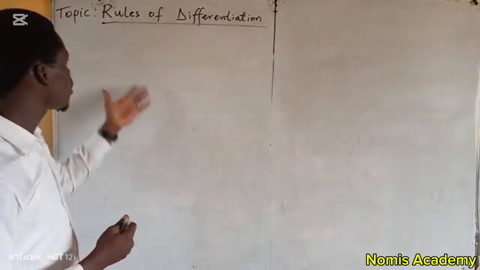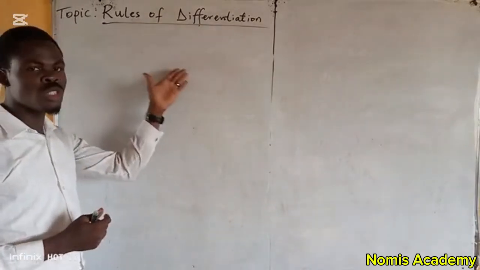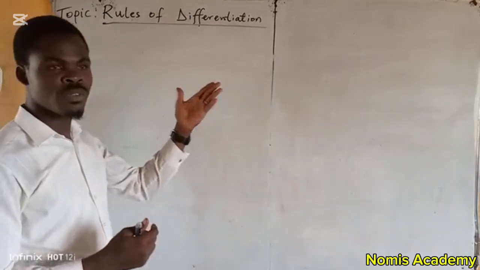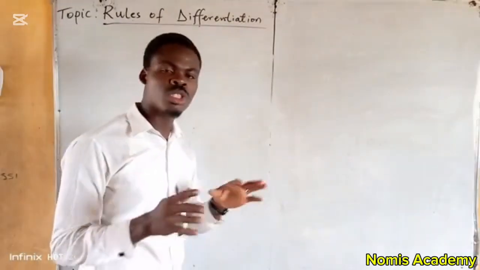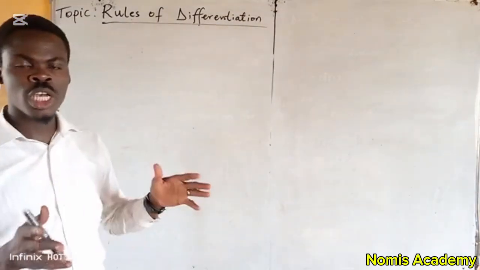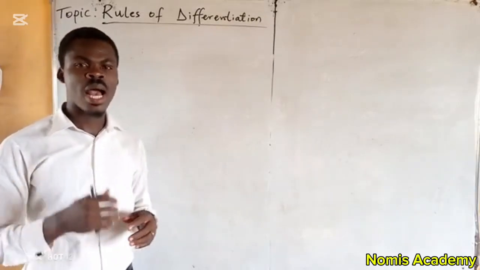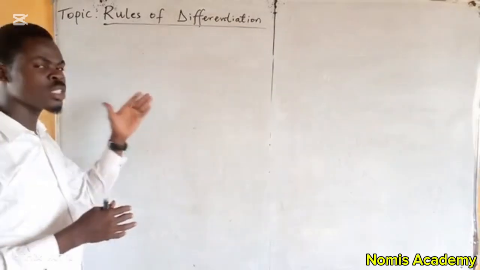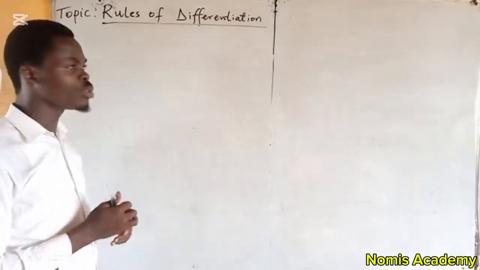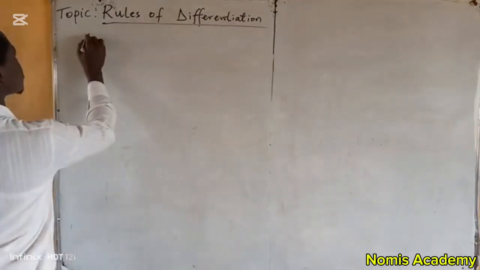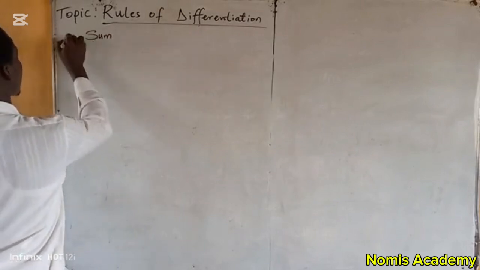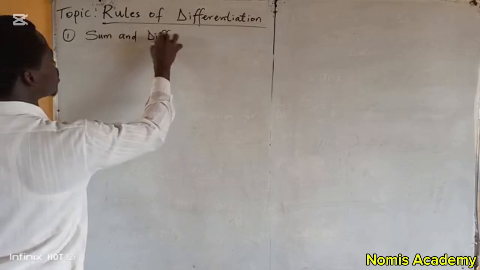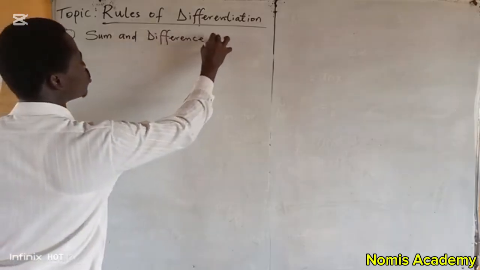In this video, we are going to learn the rules of differentiation. There are different rules of differentiation. They include sum and difference rule, chain rule, product rule, and quotient rule. But in this video, we are going to learn the sum and difference rule. So we are looking at the sum and difference rule.